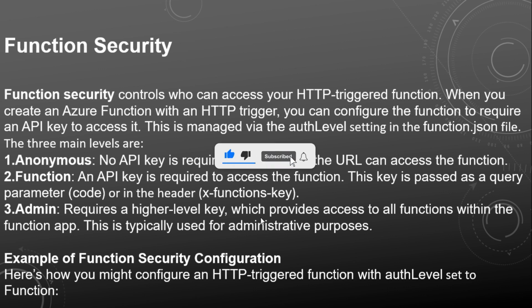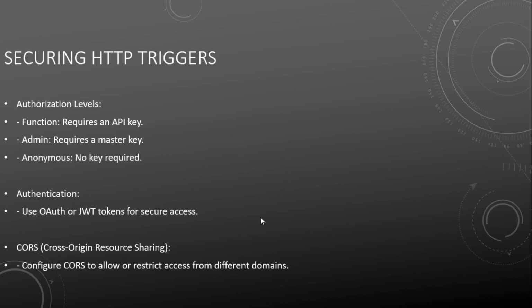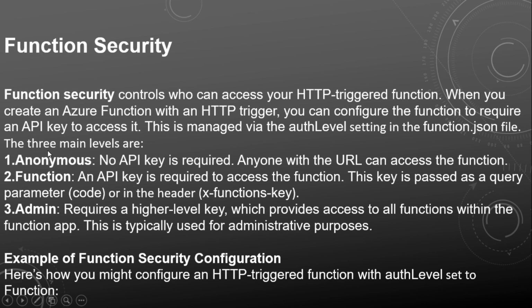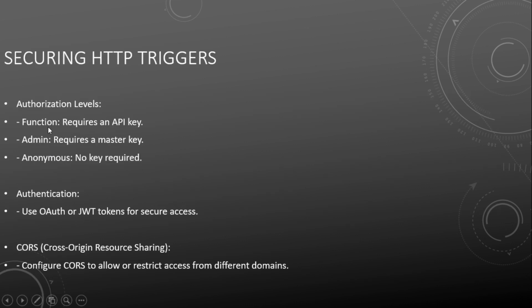So this is API key based authentication and authorization. Whenever a user or consumer tries to access that function, they will have to pass that API key. If you see here, the authorization levels are function, admin, and anonymous. Anonymous we have discussed. Function we are going to discuss in more detail.